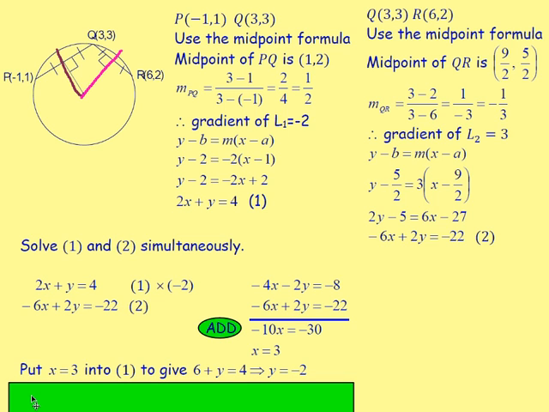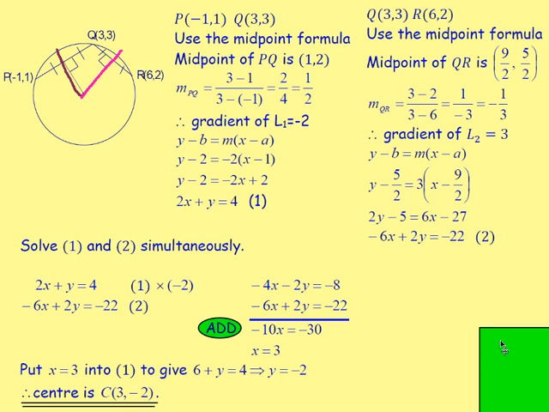Sub that into one of the equations and you'll get the y value. Once you get the y value and the x value, sub them into the other equation just to double check, make sure you have not made any mistakes. And then you can say that the x value will be 3, the y value will be negative 2, meaning the centre of the circle will be (3, -2). And that will be your answer.